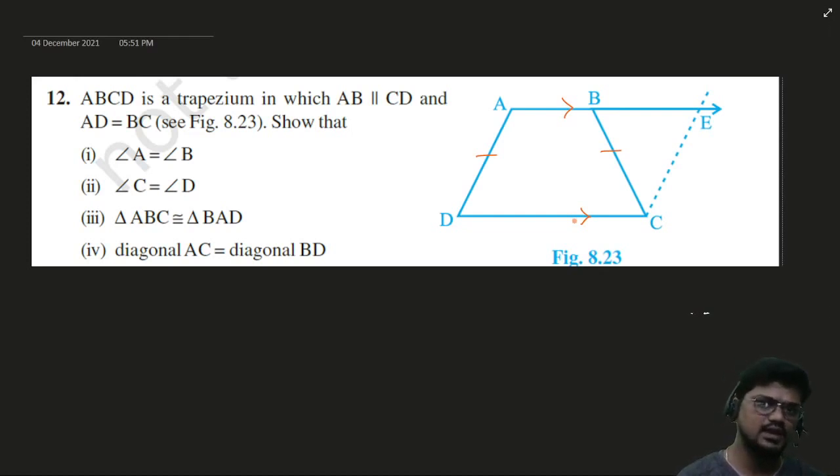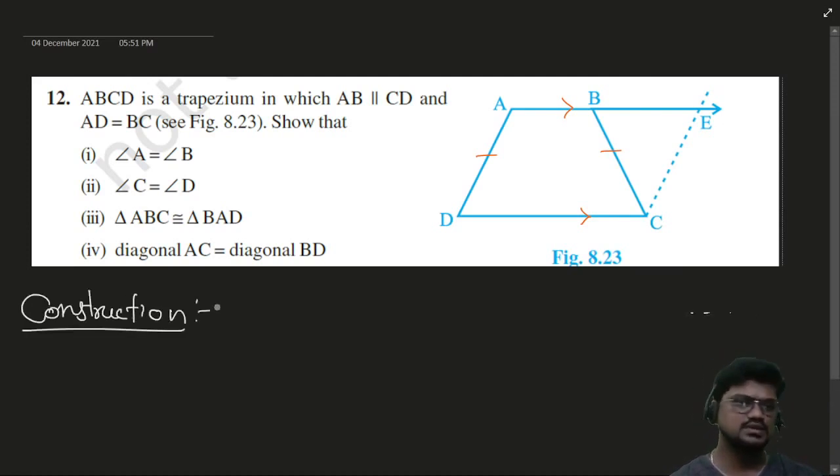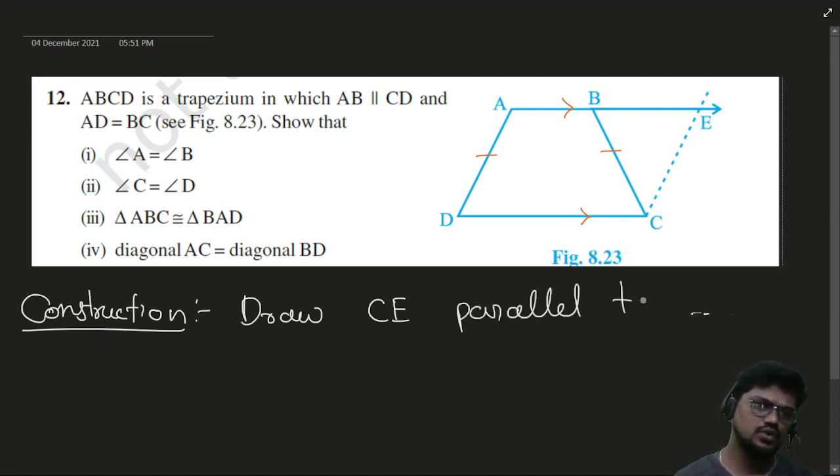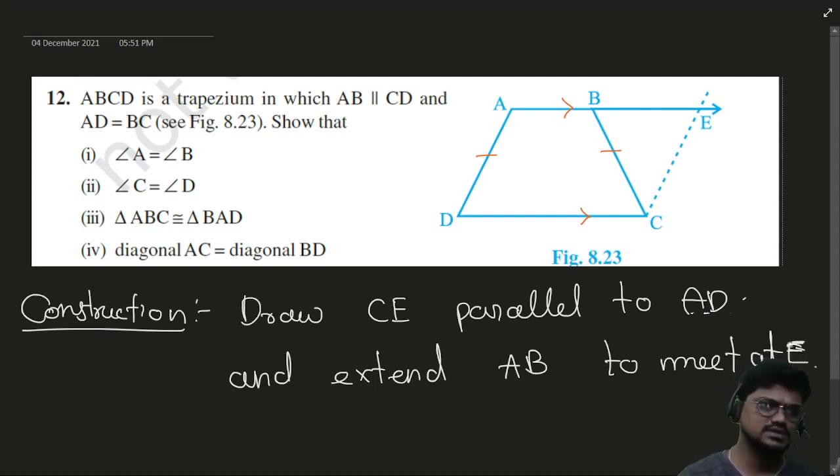Now you have to show that angle A equals angle B. How can we show this? They have already given a hint over here. The hint is that you have to do some construction before solving the sum. What is the construction? Draw CE parallel to AD and extend AB to meet at E. Is the construction clear?